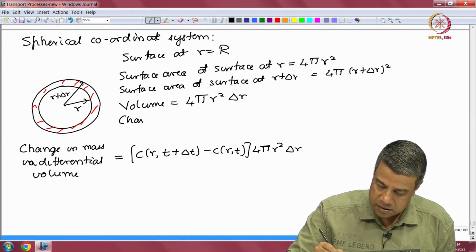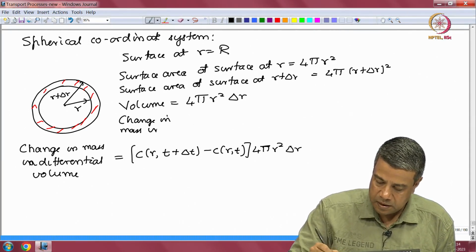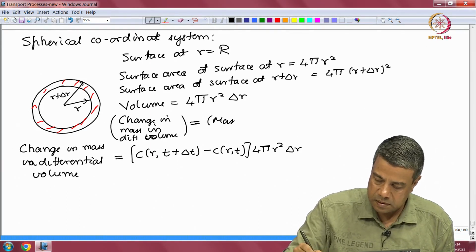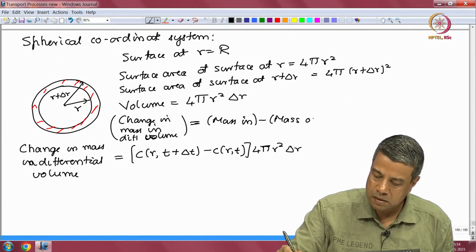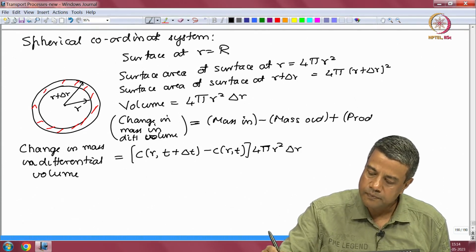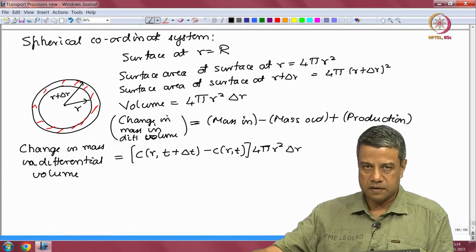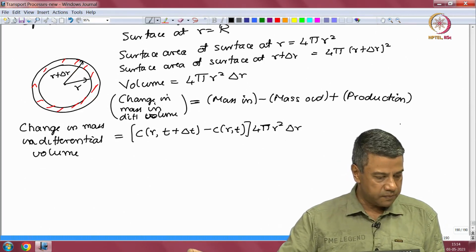So, the conservation condition is the same as we had used earlier. Change in mass in differential volume is equal to mass in minus mass out plus production, production within that differential volume. So, this first term is the change in mass in that differential volume.